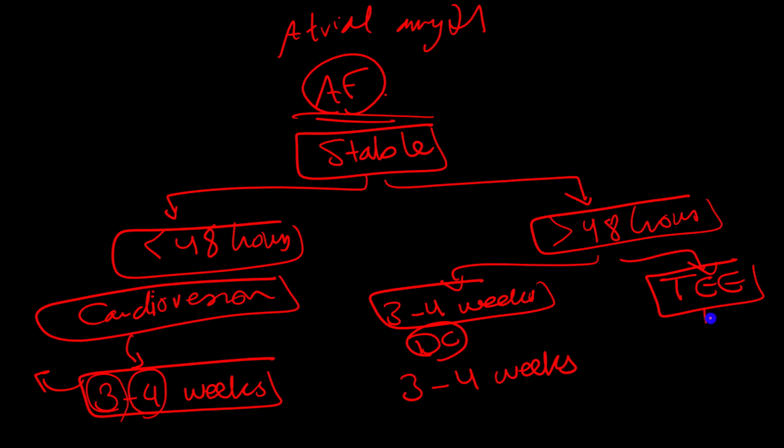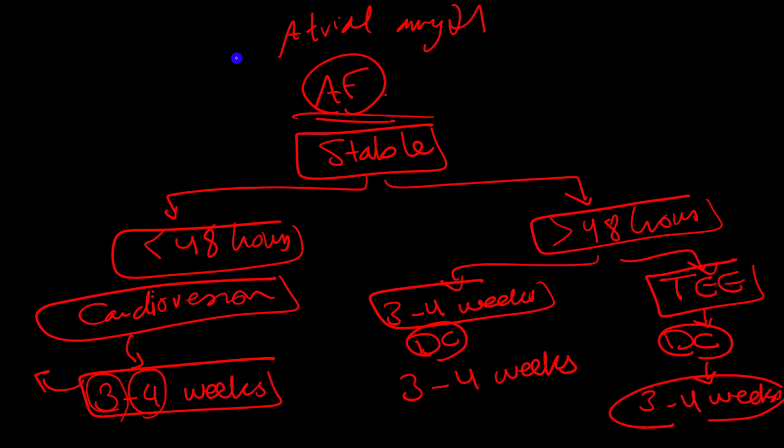If it is negative, I can do cardioversion and then start anticoagulation for 3 to 4 weeks. If the patient is unstable, I will give him rate control and then I will think about the age or the onset of AF.